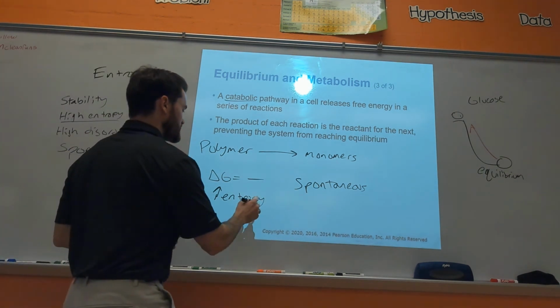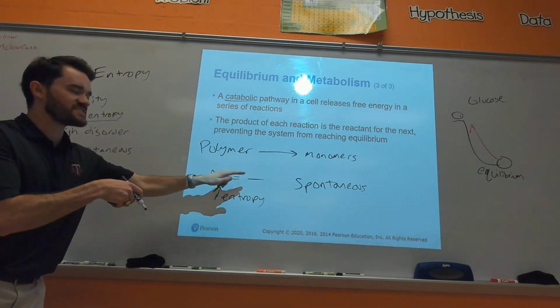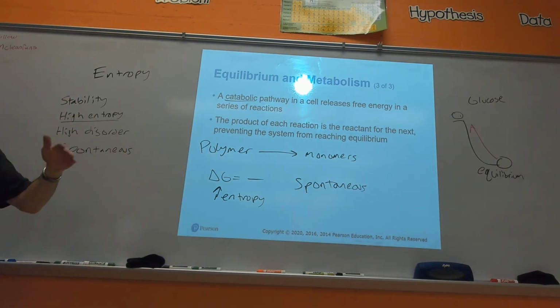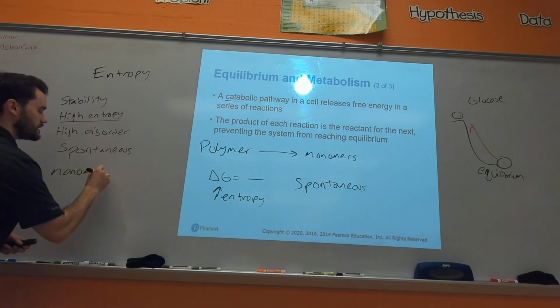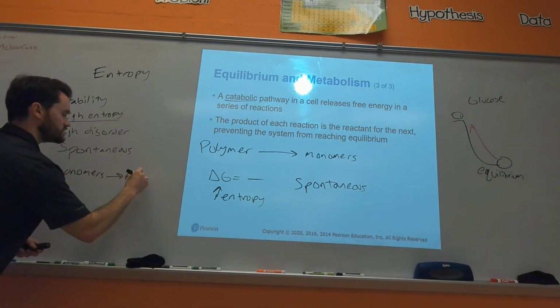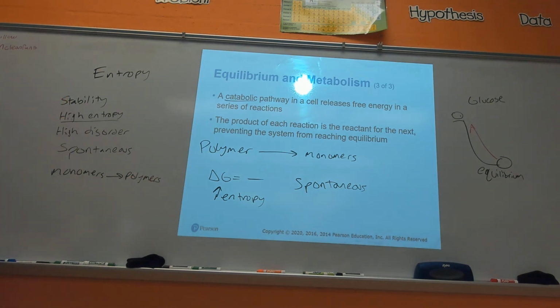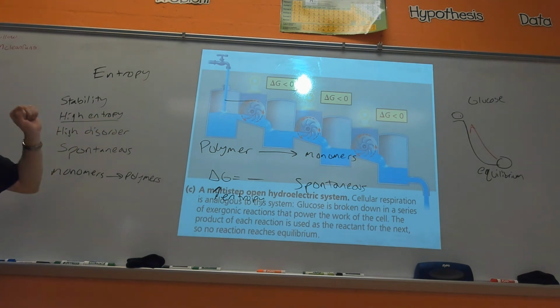And the negative sign is saying energy is released. We can use that released energy to then go the other way, to then take monomers and make polymers. That would be an anabolic pathway. So hopefully things are starting to kind of collect together for you. In metabolism, you have a whole string of different reactions.